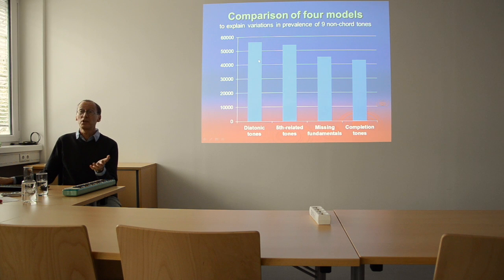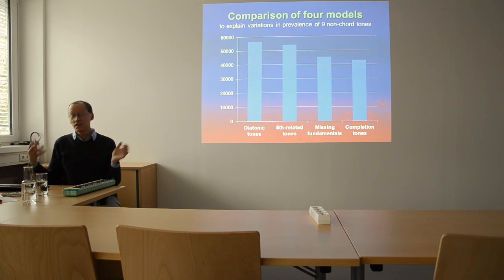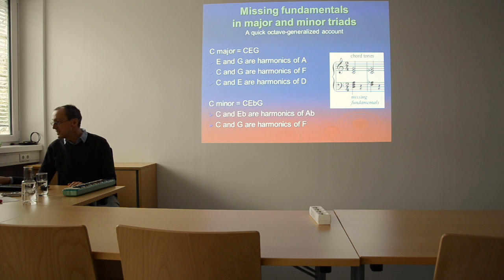But we were completely unsurprised. Of course, diatonic scales, everyone's writing diatonic music, right? And we're also unsurprised by this because diatonic scales are based on intervals of a perfect fifth. But the next thing which we found interesting is that missing fundamentals did seem to predict the variation. So we have evidence that people are perceiving these tones over here which are not notated in the chords.